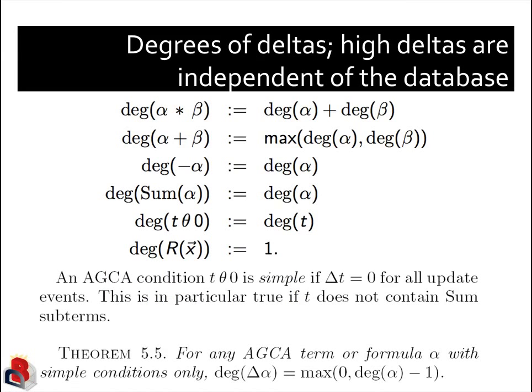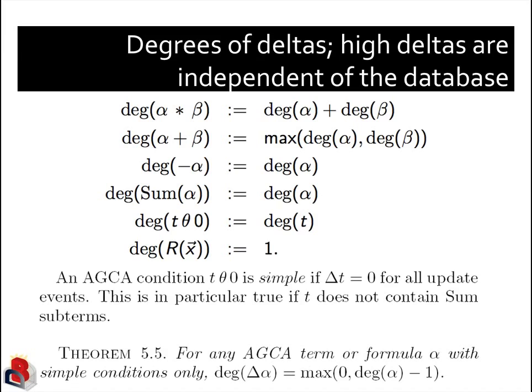Now, we can also define degrees for our language. It is done exactly the way it's done for polynomials. The degree of a product is the sum of the degrees of the constituents, of the factors. The degree of a sum is the maximum of the degrees of the constituents. The degree of everything else is basically, well, degree of a minus is just the base term, for a sum as well. Of a conditional, it's the degree of what is in the condition. And finally, the degree of a relation is 1. Because these changeable relations are exactly the variables of a polynomial. So this is exactly the definition of degrees of polynomials.